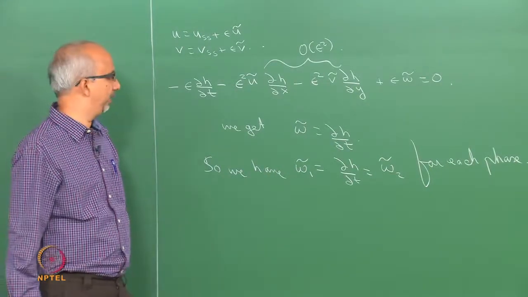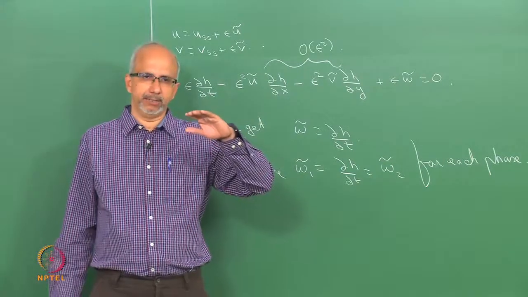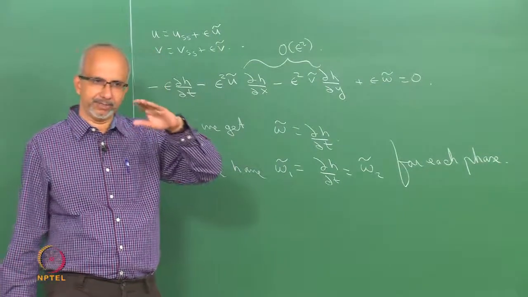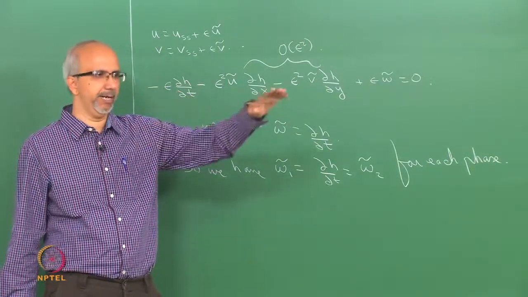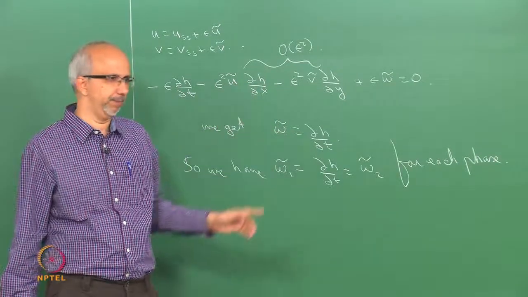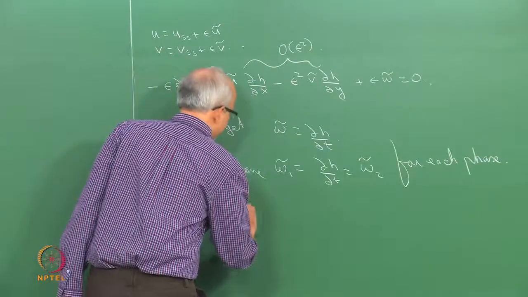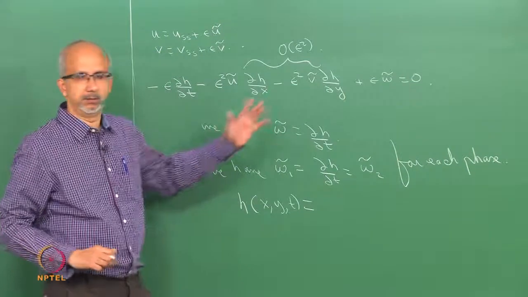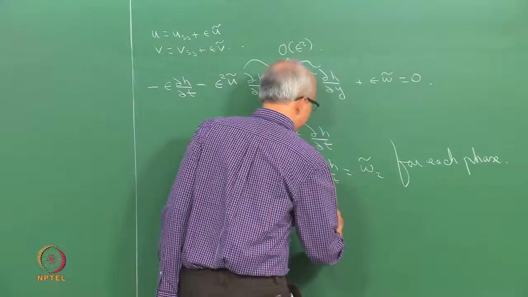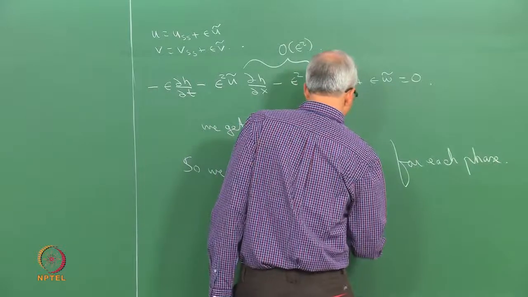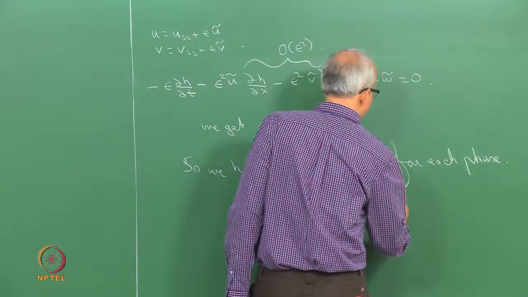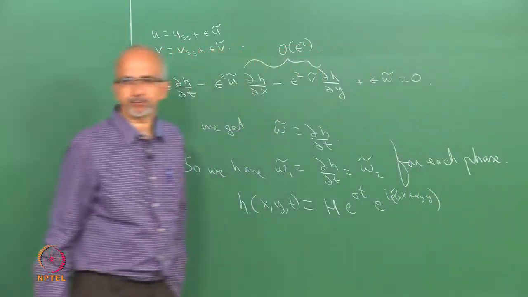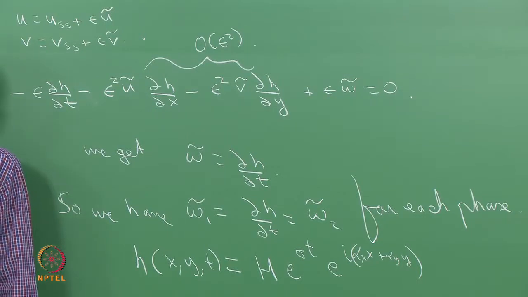Okay. Now I have assumed that the perturbations, and remember h is also a perturbation, all the perturbations are of the form periodic in x and y and growing in time. So now how am I going to assume this h? h is a function of x, y and t, correct? And so this is going to be of the form h, a constant, multiplied by e power sigma t, e power i(alpha_x x plus alpha_y y). Okay. So I am assuming this.